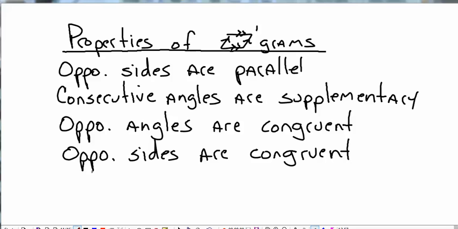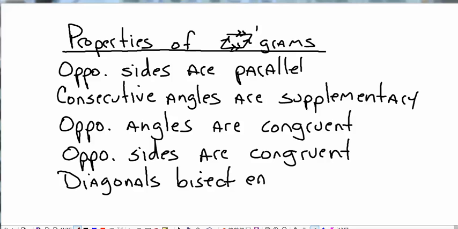All right, and today you've got one addition to it. Diagonals bisect each other. The diagonals in a parallelogram bisect each other. So look at the top of page 384.